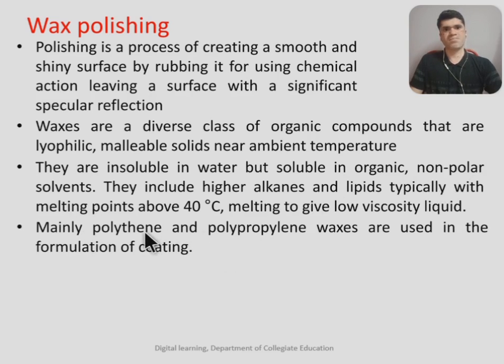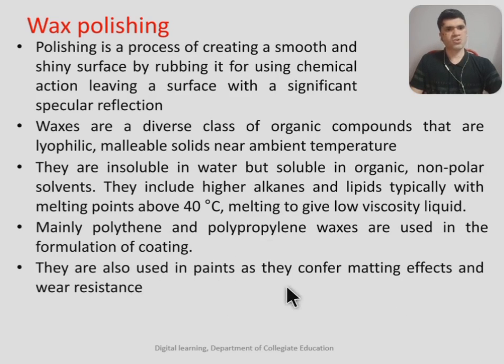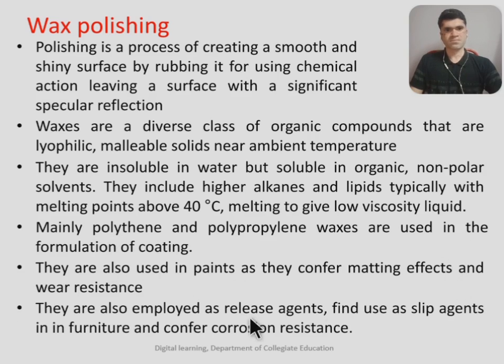For example, mainly polythene and polypropylene waxes are used in formulation of coatings, and they are also used in paints as they confer matting effect and wear resistance. Matting means the surface will be smooth, and also wear resistance. So this is wax polishing. They are also employed as release agents, find use as slip agents, and confer corrosion resistance. Usually for furniture we do wax polishing to get a shiny surface. And in case of metals, it gives corrosion resistance.